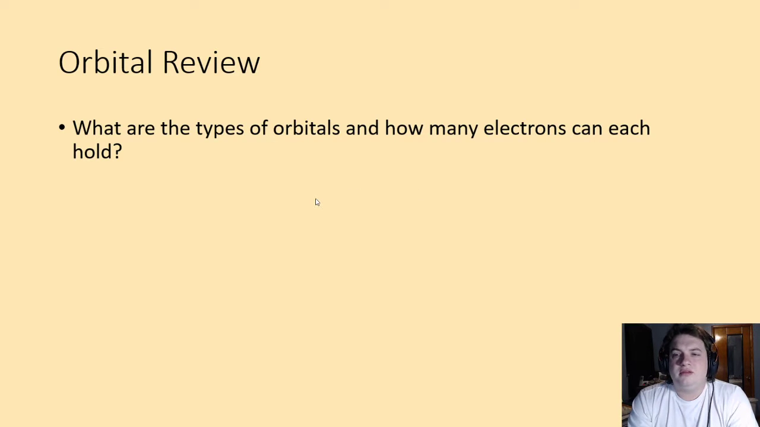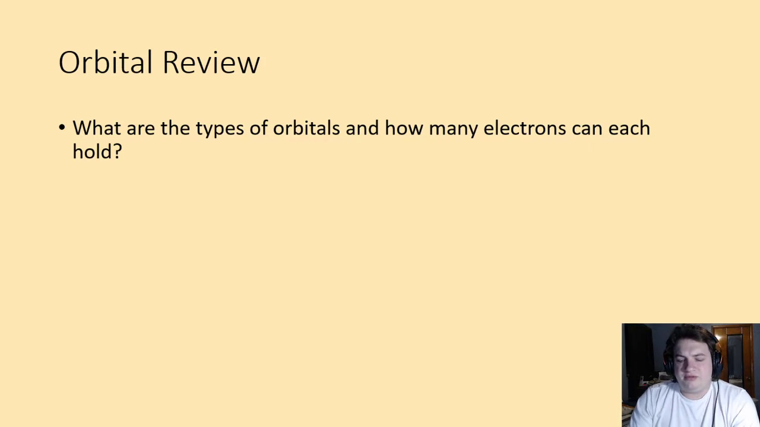So first quick question. We have this idea of an orbital. So what are the types of orbitals and how many electrons can each hold? Take a second, pause the video, think about your answer, say your answer, and come back.